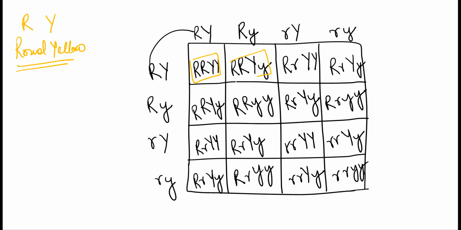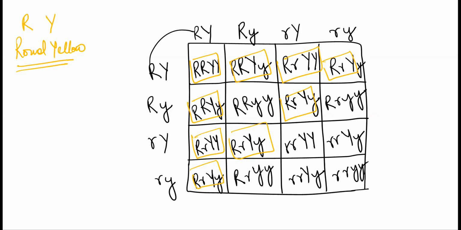Here one capital Y. This also gives you round yellow. This will also give you round yellow, and this, and this, and this will also give you round yellow. Got it? So at least one capital R and one capital Y will give you round yellow.